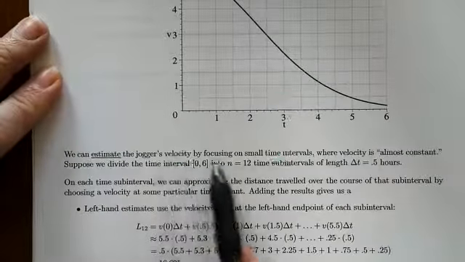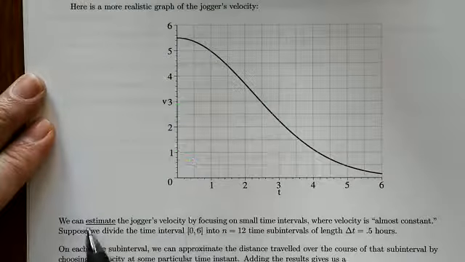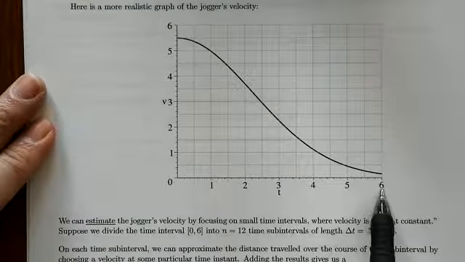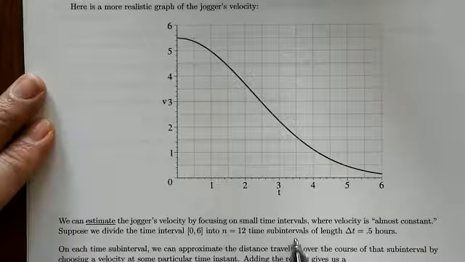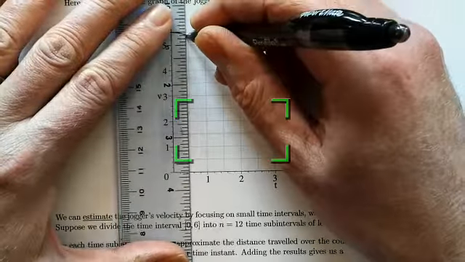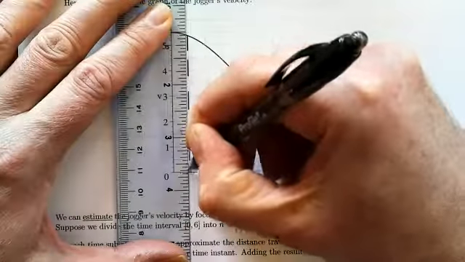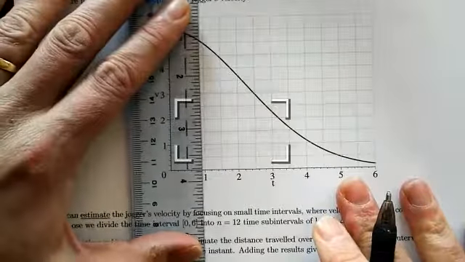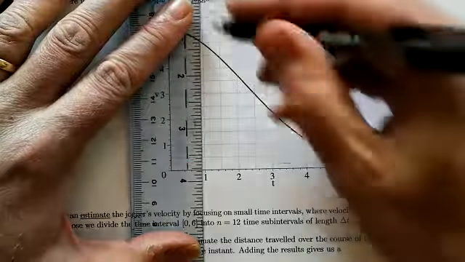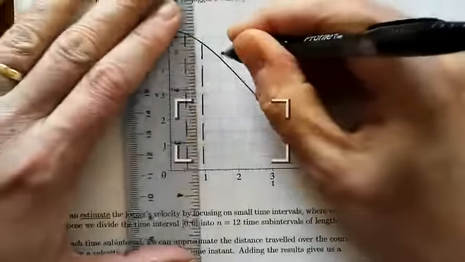Now we can estimate the distance by focusing on small time intervals where the velocity is almost constant. So what we'll do in this example, we'll take the time interval from 0 to 6 and we'll divide it into 12 time intervals of length 0.5. So 0 to 6 divided into 12 time intervals, and then what I'll do is I will draw segments over each of those time intervals.